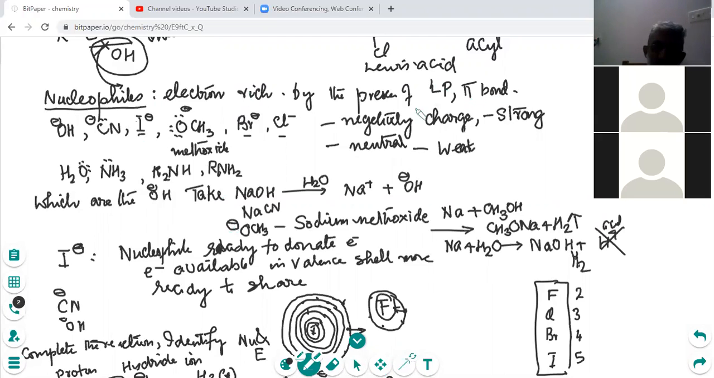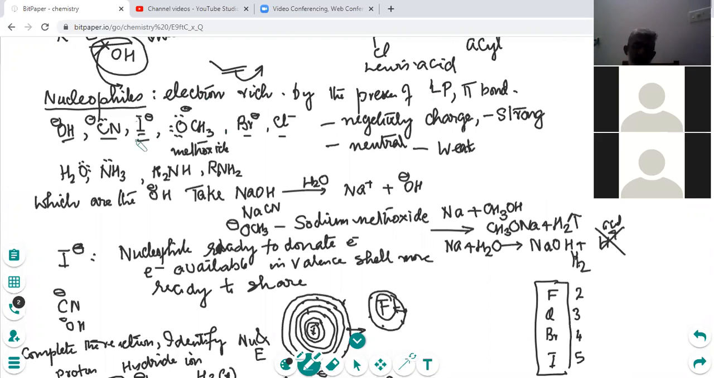There are certain compounds which contain a pi bond, say, for example, an alkene. This can act as a nucleophile. Why? Because these electrons can be shared. Pi bonds are weaker than sigma bonds, so even pi bonds are nucleophilic. Now the examples of nucleophiles: OH minus, CN minus, I minus.